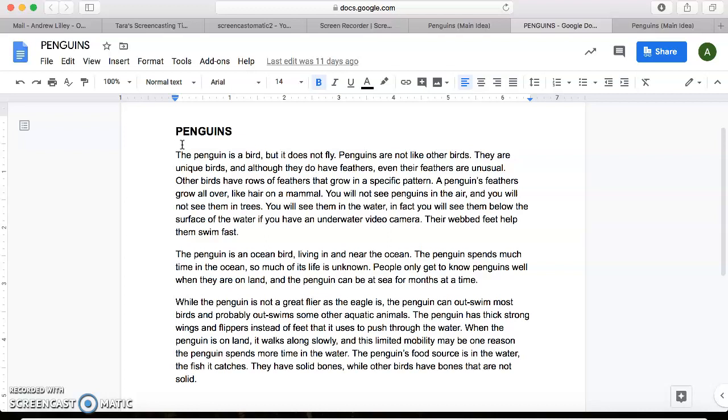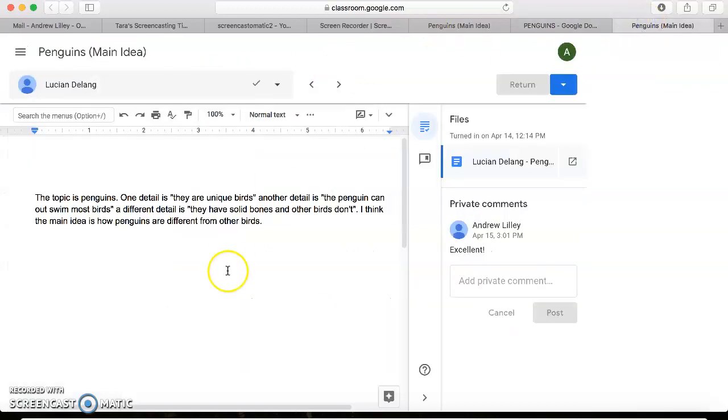So I'm going to show you one student's response that I liked. I thought Lushan did a good job on his. Not to say everyone else didn't, but this one I like. So he says the topic is penguins. That works for me. Now he's going to find details that support his main idea. I'm going to take a guess that he figured out what he wanted to put as his main idea first, and then he went back to find the details to confirm that. So let's look at his main idea before we even read his details. I think the main idea is how penguins are different from other birds.